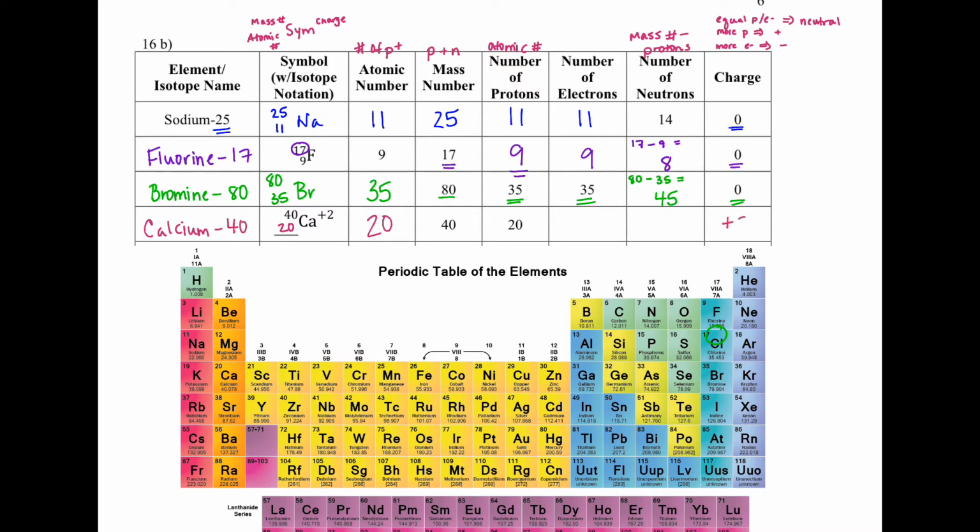Since our charge was +2, that means I have 2 more positives than negatives, 2 more protons. So if I have 20 protons, that means I need 18 electrons to still leave me with 2 extra protons. As far as the neutrons go, 40 is our mass number, minus our 20 protons gives us 20 neutrons.